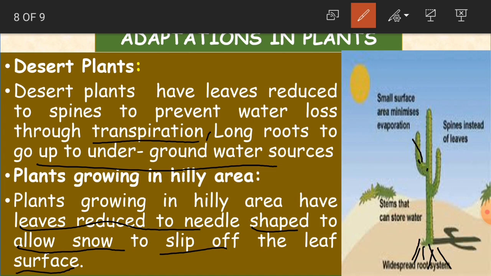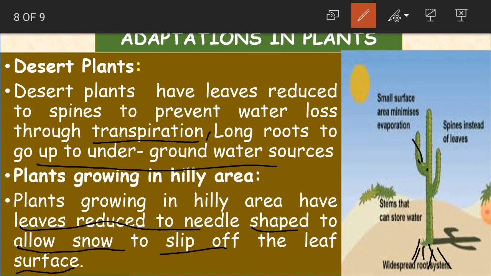Because in hilly areas you will have much cold because of the snow. Okay, and when the snow is too much, what do these types of leaves do? They are going to slip off the snow from their surface. Slip off is nothing but they are going to send off the snow from the leaf surface. That is why the leaves are reduced to needle shape. When you have a sharp edge, no, then nothing is going to stay there.